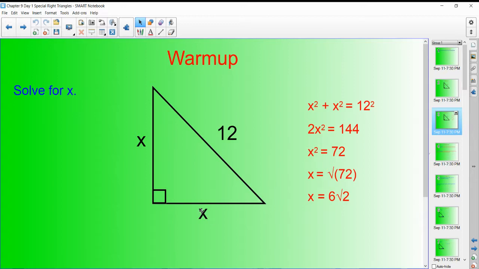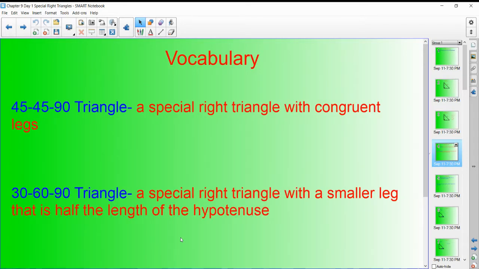And I'm going to learn something today. How can I get from a leg to the hypotenuse, or from the hypotenuse to a leg? This is actually a special right triangle, which we're going to talk about. Today we're going to see a 45, 45, 90 triangle, which we just saw in the warm-up, and a 30, 60, 90 triangle. Those are the angles.